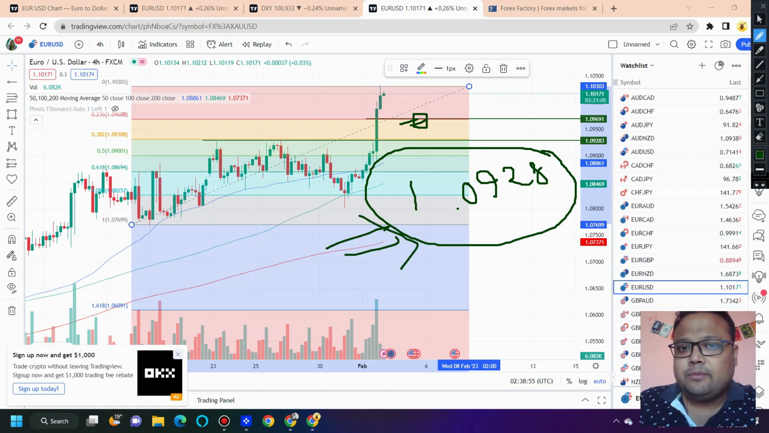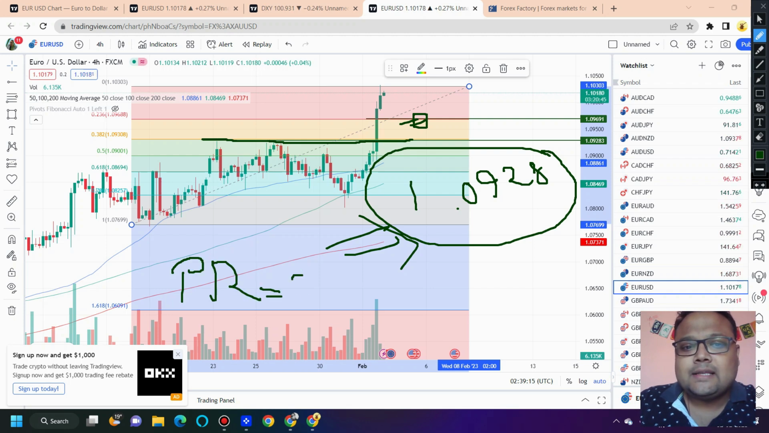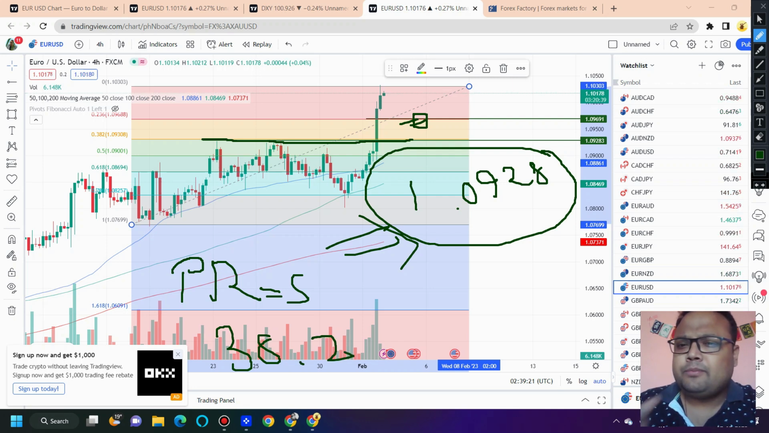First of all, this is a Fibonacci 38.2% retracement level. Fibonacci 23.6 is the weakest. Fibonacci 38.2 is better in comparison to the 23.6. Plus, we also have previous resistance around this area. So previous resistance will act as support. Plus we also have Fibonacci 38.2% retracement around this area, 1.0928, 1.0930. So this is a far better level.